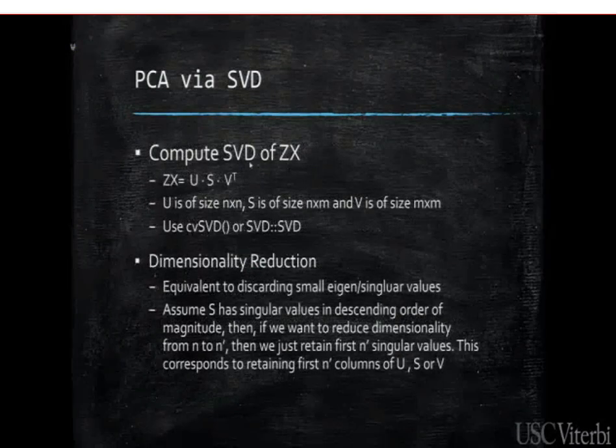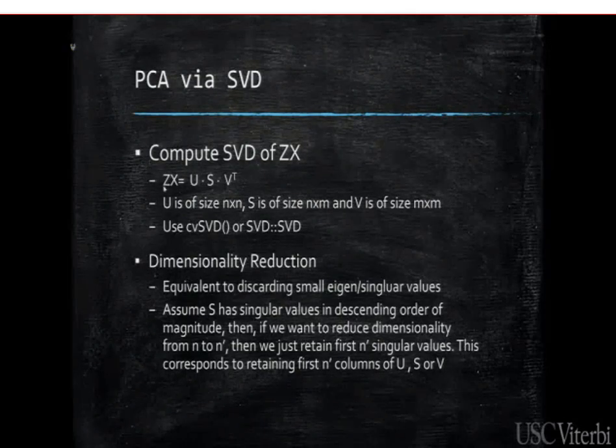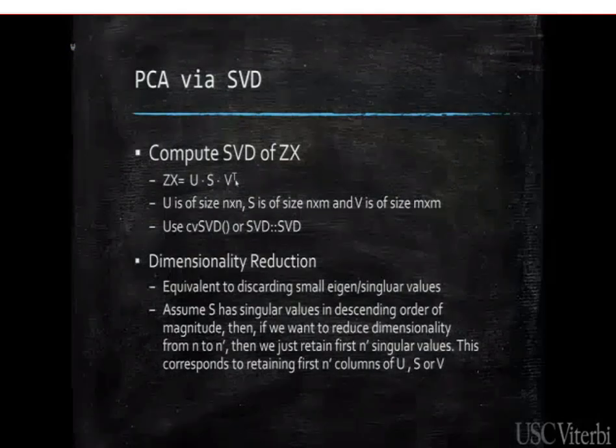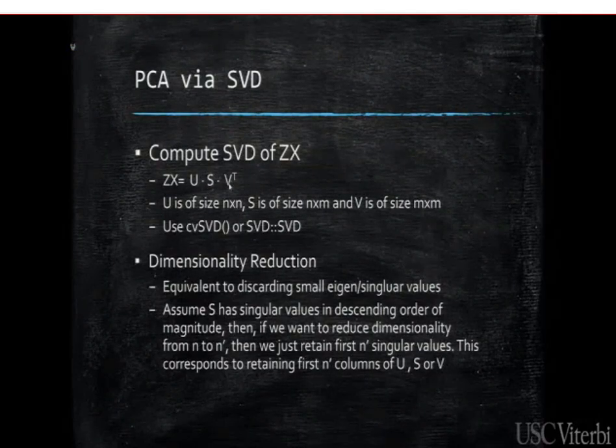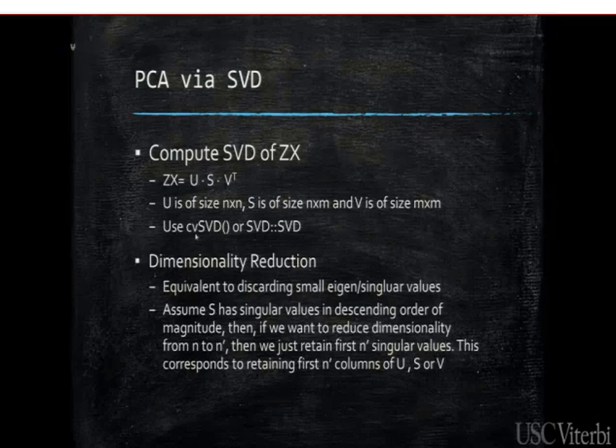Perform SVD of Zx. SVD is given by this equation: Zx = U S V transpose, where U and V are unitary matrices. U is of size n by n, V is of size m by m, and S is a matrix which contains the eigenvalues or the singular values, and it is of size n by m. For this you can use CV SVD, or you could use the SVD class and its methods to calculate SVD. Either is okay.